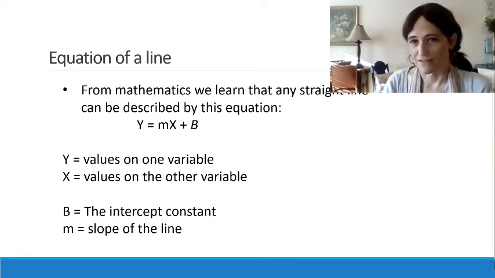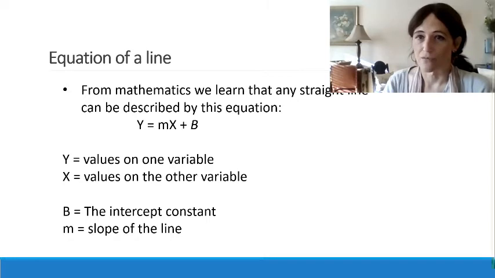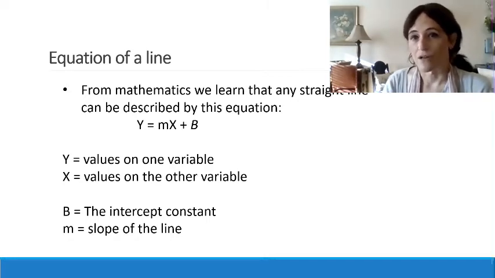We're not going to spend a lot of time on this, but if you recall, the equation of a line, y equals mx plus b: if we know the intercept, denoted here by b, and we know the slope, we can draw a line. So in the context of linear regression, our y becomes values on one variable, whereas our x becomes values on another variable.